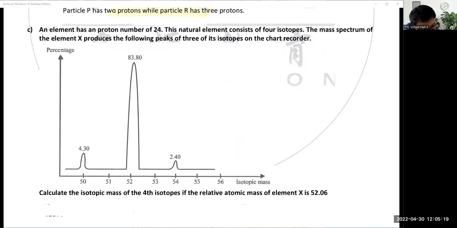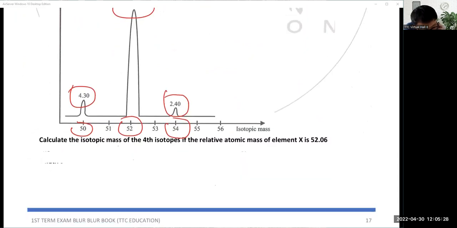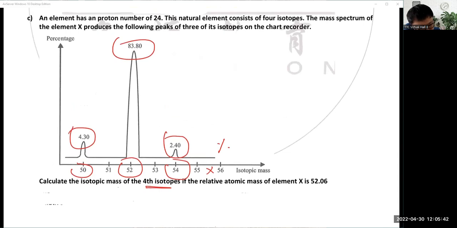Then this is the mass question. The mass 50 is 44.3%, 52 is this percent, 54 is this percent. Then you calculate the mass. They say there is a 4th isotope, that's X, X percent. Oh, the mass is X. Then the percentage is how much? You can take 100 minus these 3, because the total percentage is 100. So you calculate the percentage should be 9.5. So 9.5%, but the mass is X, unknown.